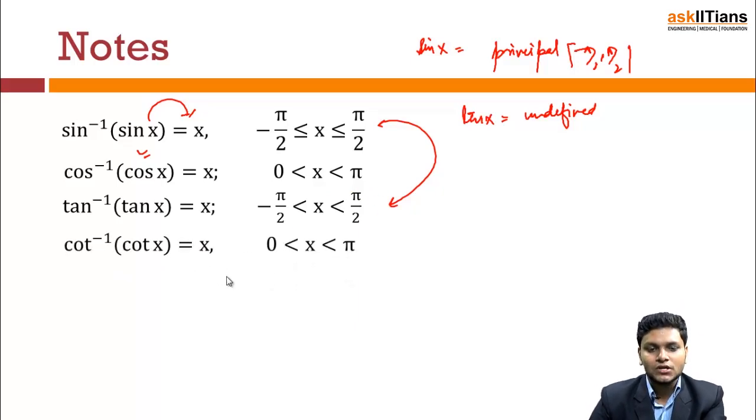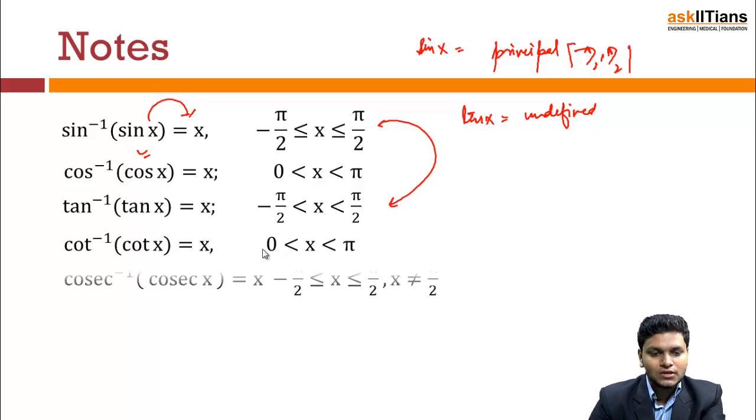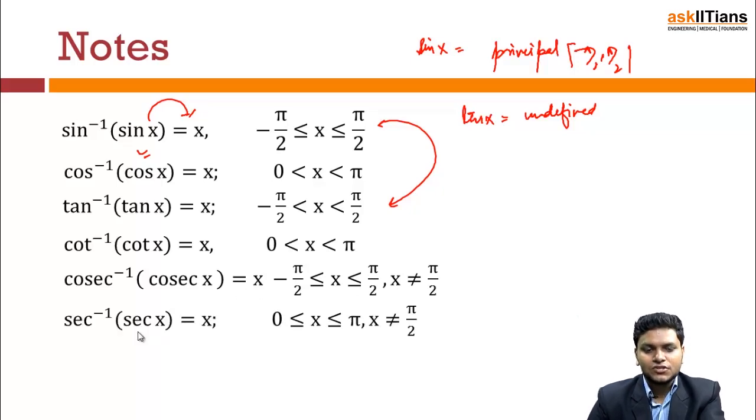Cot inverse of cot x will be similar in terms of the values of x considered. Cosec inverse of cosec x is for x in -π/2 to π/2, and the equality is not defined at the zero value. Sec inverse of sec x is for x in 0 to π, and x is not equal to π/2.